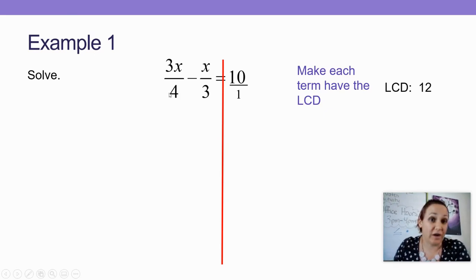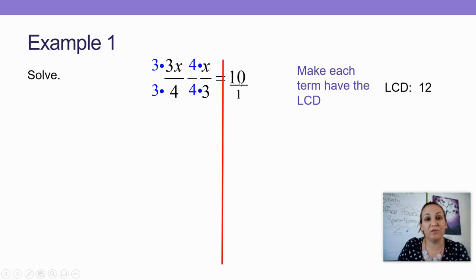In this first fraction, where I have a 4 on the bottom, if I multiply that by 3, it'll become 12. Now, whatever you multiply the bottom of a fraction by, you have to multiply the top also. So I'm going to multiply the top and bottom by 3. For my second small fraction, I have a 3. If I multiply that by 4, it will become a 12. So I'm going to multiply the top and bottom of this second fraction by 4.